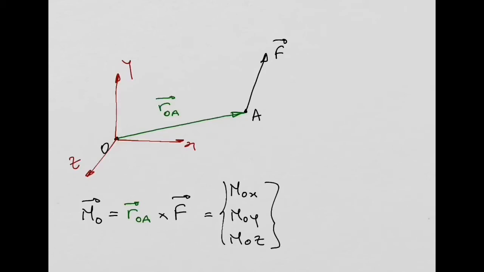Okay? So the only thing you need to do to get the moment is you need to get this position vector that you have there in green defined, connecting 2 points. Always starting on the point where you are evaluating the moment, in this case point O, and ending at the application point of the force, in this case point A. All right? You define a position vector.